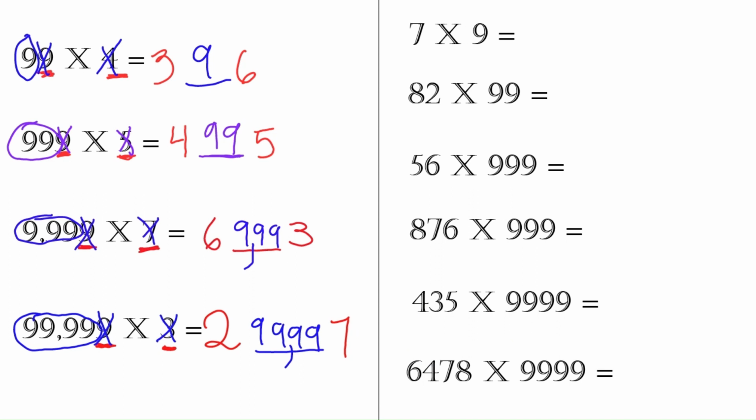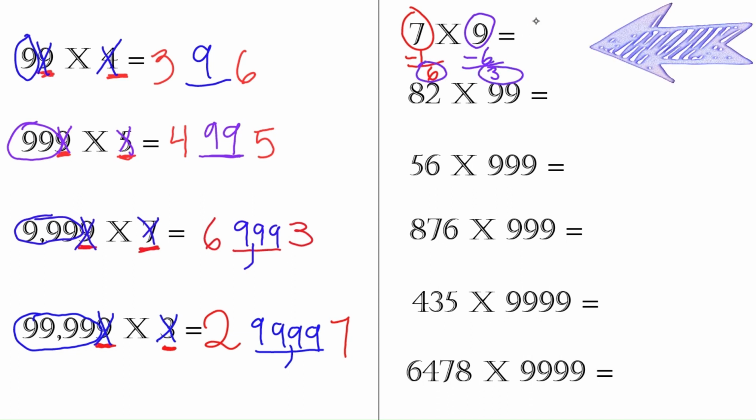Moving on to the method to the right. The first step, starting with 7 times 9, is to minus the first number, which is 7 in this case, by 1. So 7 minus 1 is equal to 6. Now that we have 6, the next step is to minus this 9 by 6. So 9 minus 6 is 3. We combine this number and this number, so our answer is 63.